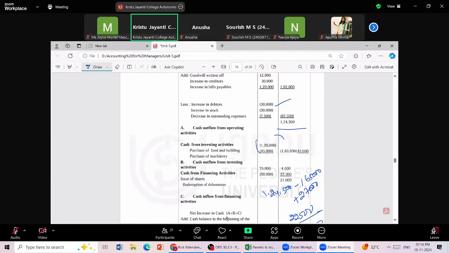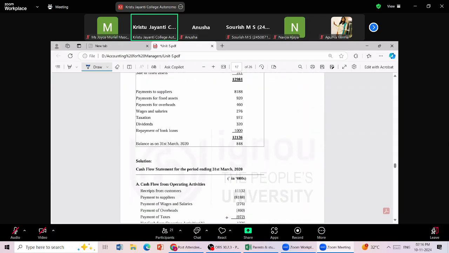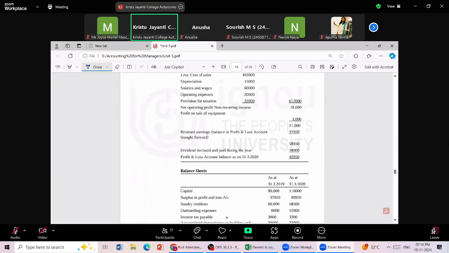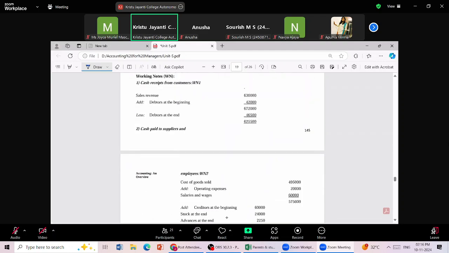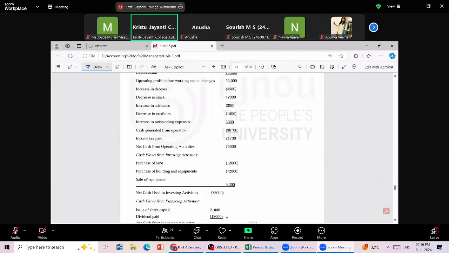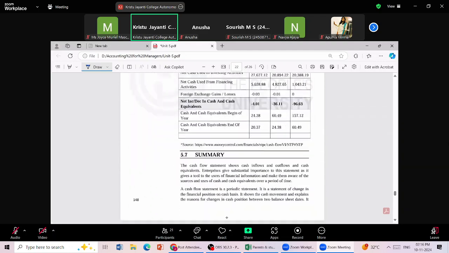You understood? Any doubt in this? Can we proceed with next then? So this is how we prepare a cash flow statement. So this is only with your balance sheet we have prepared the cash flow statement. So with the same similar model, you can try a few questions.